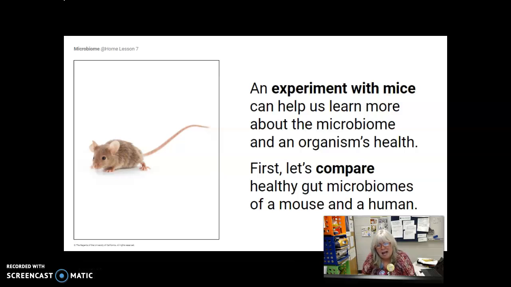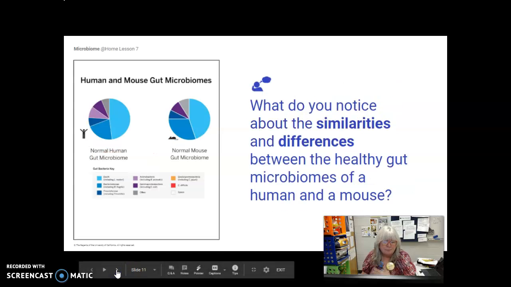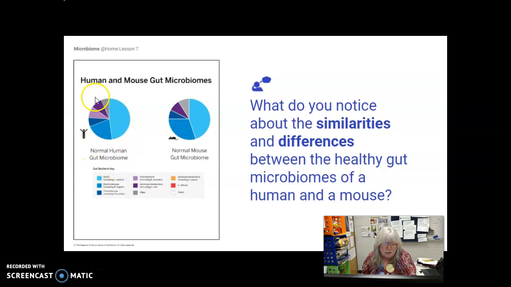So we're going to look at an experiment that was done with mice. We might be thinking, why would we use mice? Why not a dog or a cat? So let's take a look and compare a mouse's gut microbiome to a human's. Here we have two charts. The normal human gut looks like this, and in a mouse, this is what shows up for the gut microbiome. So what do you notice? What is similar? What is different?